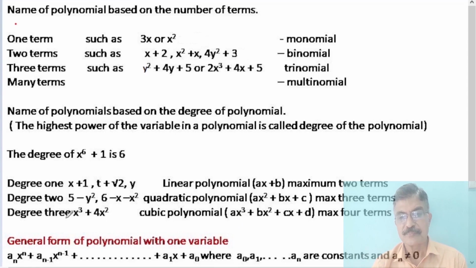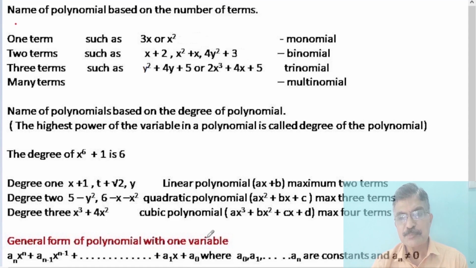Consider this polynomial: x cube plus 4x square. Number of terms 2. Degree 3. The highest power of the variable is 3. Such polynomials are called cubic polynomials. General form is ax cube plus bx square plus cx plus d. Maximum number of terms 4. Minimum 1. What will be that term? ax cube. Condition is a should not be 0.